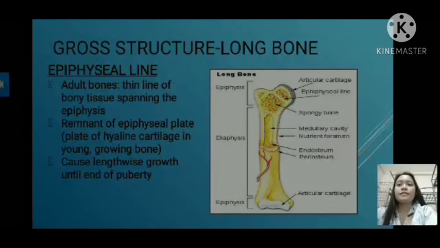Epiphyseal line. In adult bones, a thin line of bony tissue spans the epiphysis. It is a remnant of the epiphyseal plate, a plate of hyaline cartilage in young growing bone. The epiphyseal plate causes lengthwise growth until the end of puberty.